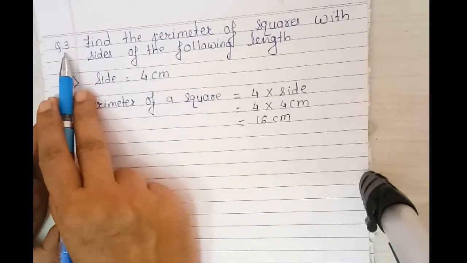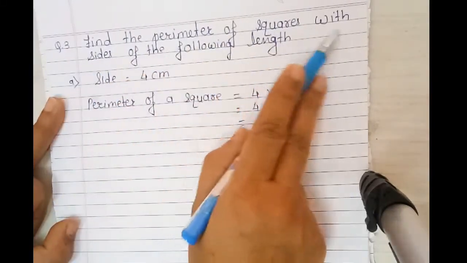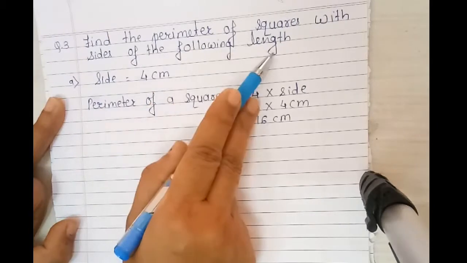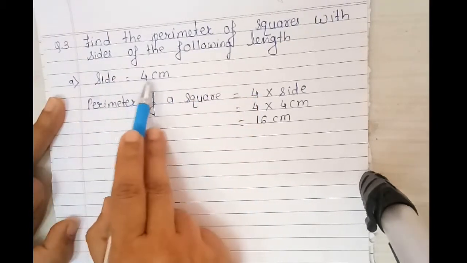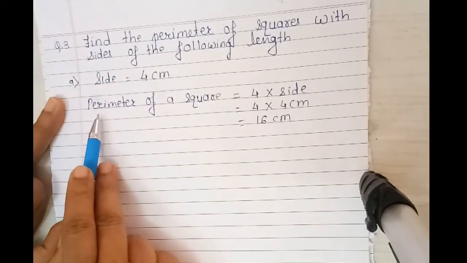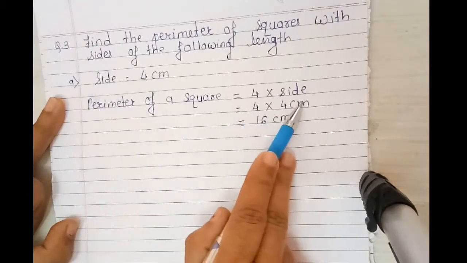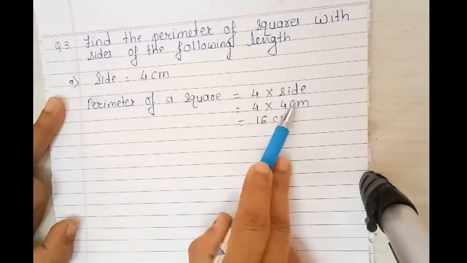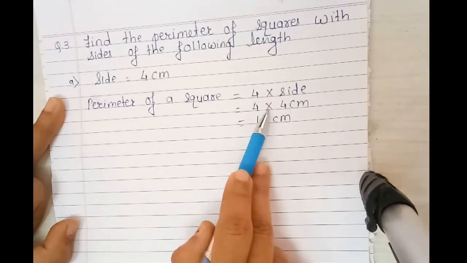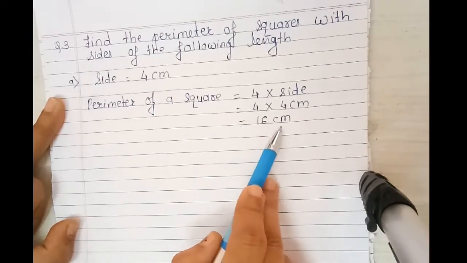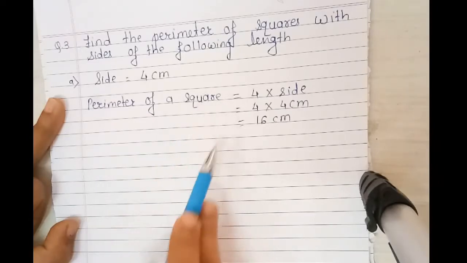Now let's see question number 3. Find the perimeter of a square with the following side lengths. The side is given as 4 cm. So we'll use the formula for the perimeter of a square: 4 multiplied by side. Now we'll use the side 4 cm. 4 multiplied by 4 is 16 cm, which is the perimeter of the square.